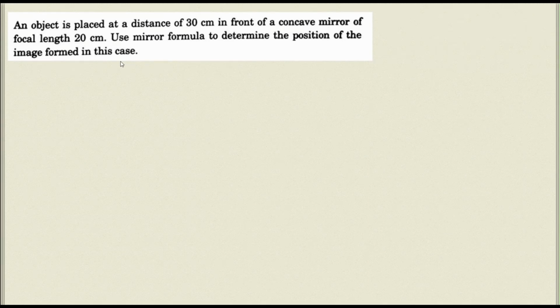So listen, whenever you are given a numerical, first of all, you should write down all the data given in it. So here it is given that the object is placed at a distance of 30 cm. That means the object distance is given. Yes, the object distance u is equal to 30 centimeter. Object distance is represented by u. Likewise, it is given that it is a concave mirror, and its focal length is also given. f is given as 20 centimeter.